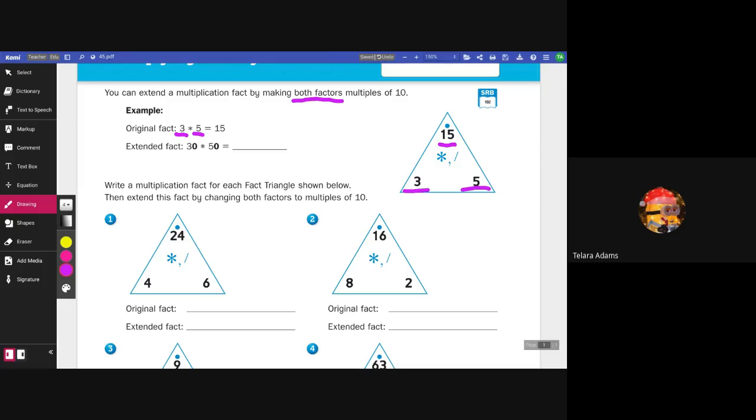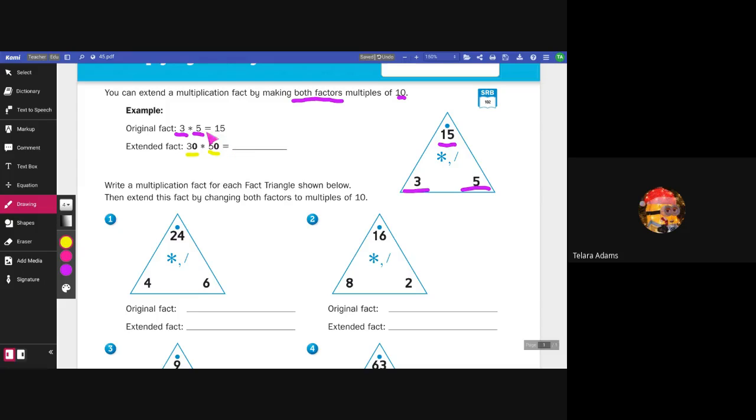I'm going to make that number a multiple of 10 by adding a 0. Because there's a 0 in 10, a little hint there. So I'm going to add a 0 to make that a multiple of 10. Now I have 30 times 50 equals, here it comes, time to solve.